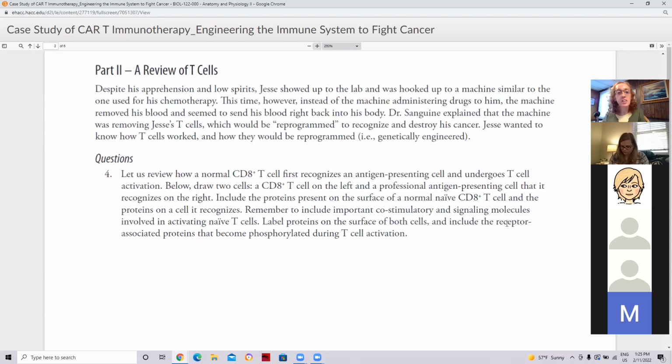Despite his apprehension and low spirits, Jesse showed up to the lab and was hooked up to a machine similar to the one used for his chemotherapy. This time, however, instead of the machine administering drugs to him, the machine removed his blood and seemed to send his blood right back into his body. Dr. Sanguine explained that the machine was removing his T cells, so they didn't have to get them from his bone marrow.